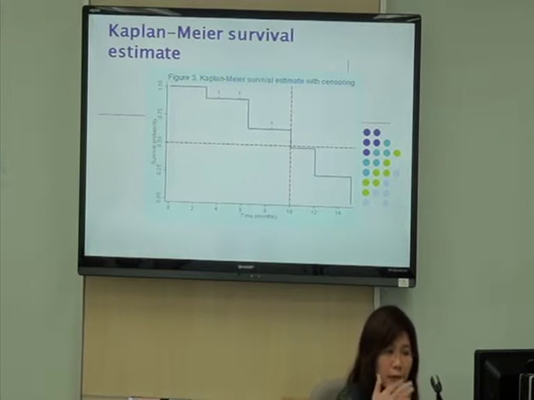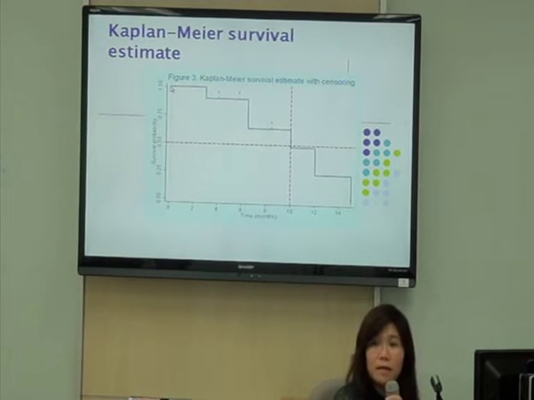In this example, you will see that at the start time, I mean the follow-up time of 0 months, everybody has a survival probability of one, or 100%, because at the start everyone is alive, no outcome. And during the follow-up, the survival probability decreases by the time of the event rate.